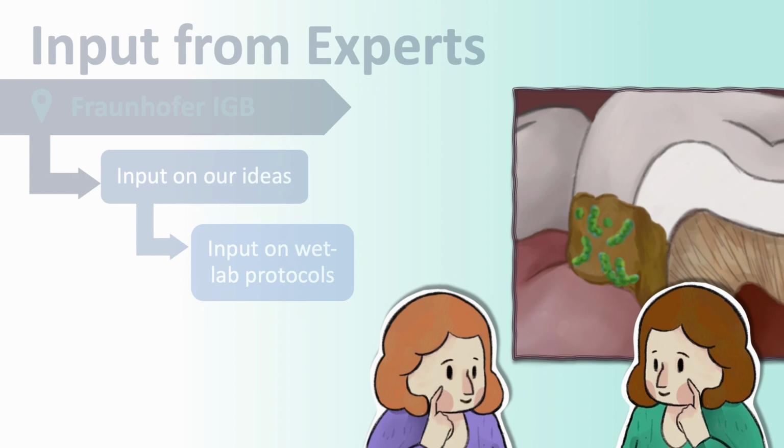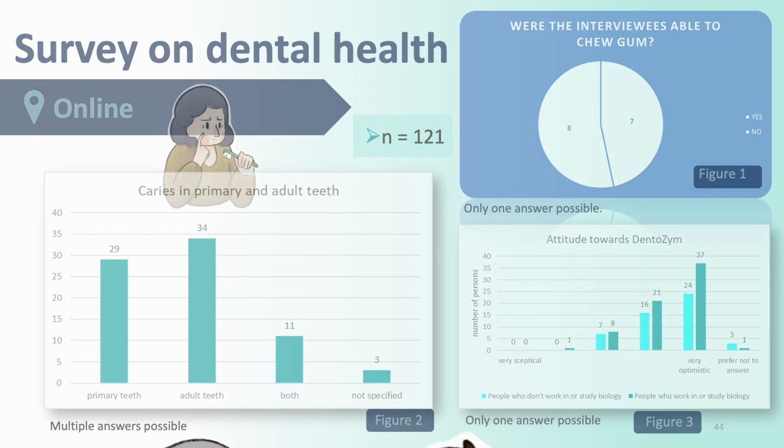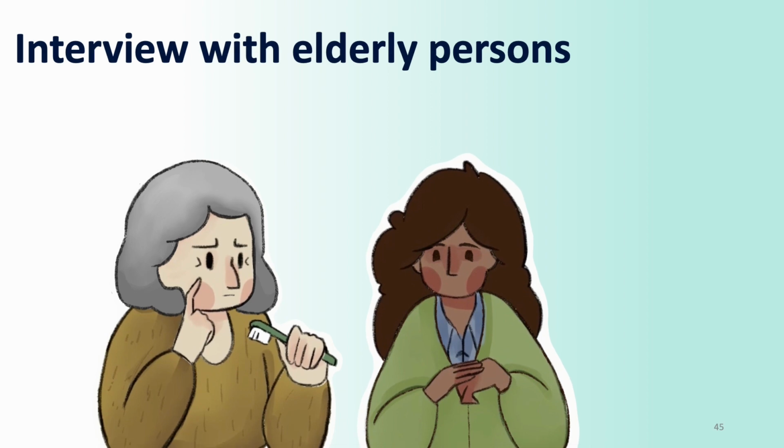In addition to that, we created an online survey on caries and dental health, seeking people's opinions on our synthetic biology project. It showed us that caries in primary teeth is abundant, making children one of our target groups. Since we had many young participants, we also interviewed people with age-related oral health limitations and disabilities such as Alzheimer's disease, arthritis, and Parkinson's disease.